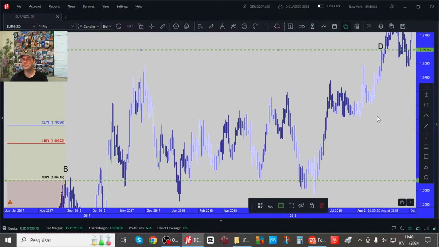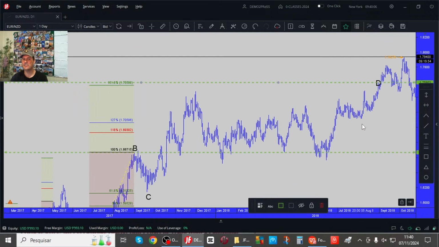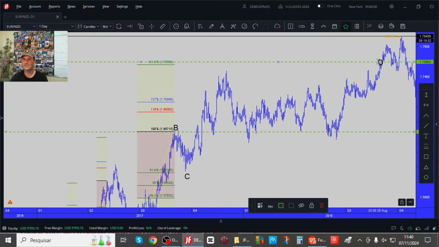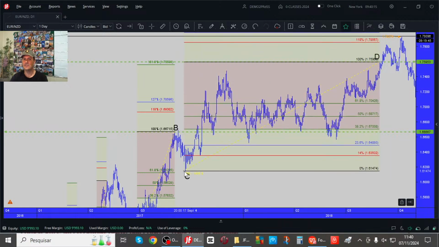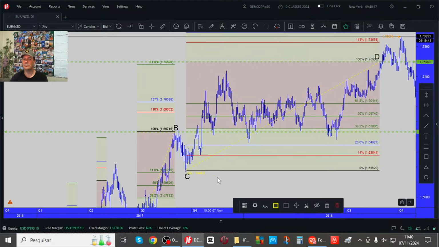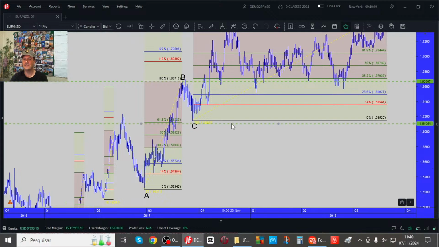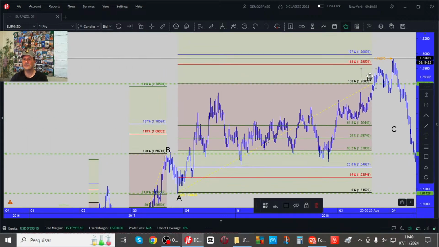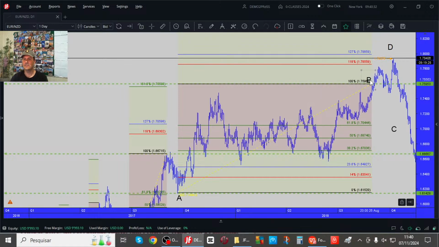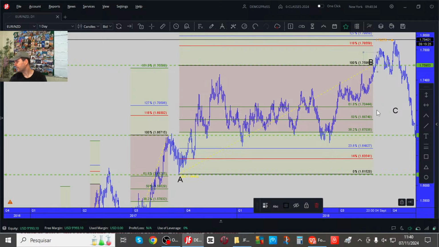And zooming out this time, ABCD. Give me a second. There you go. One more time. A goes to C. Right? And B goes to D. Right?